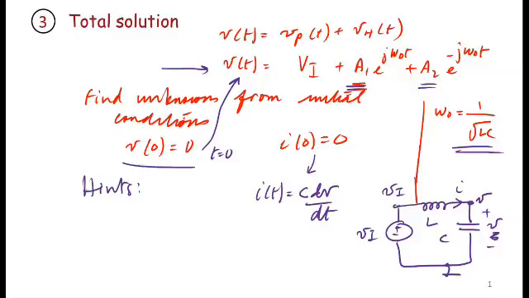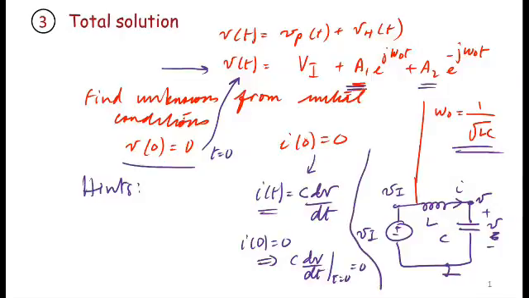So there's your hint. I of 0 being 0 implies that C dV dt at t equals 0 is 0. Okay, so there's a clue. So using that little trick there, you should be able to go and figure out the two unknowns A1 and A2. So why don't you go ahead and try it out in the next exercise.